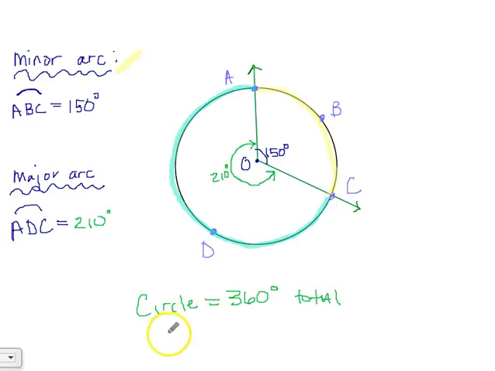And then remember, half of a circle, or a semicircle, is going to have a total of 180 degrees. So you'll be asked questions about figuring out the length of the major arcs and the minor arcs. And just remember that you can use what you've learned about the total number of degrees in a circle, and that a semicircle is going to have 180 degrees.